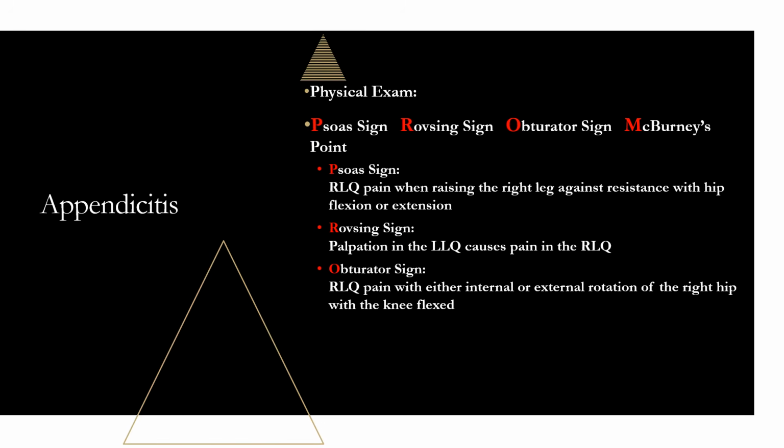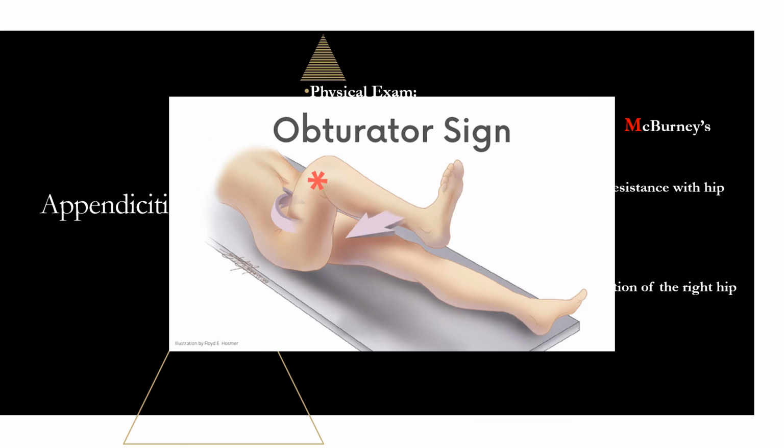A couple more. Obturator sign. This is going to be right lower quadrant pain with either internal or external rotation of the right hip with a knee flexed. So what you do, you have the patient bend their knee up, you take that foot and you do either internal rotation or external rotation, rotate that foot in or out. And when you do that, it's going to cause pain in the right lower quadrant.